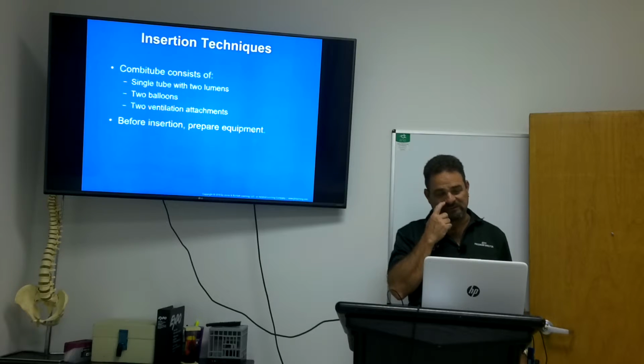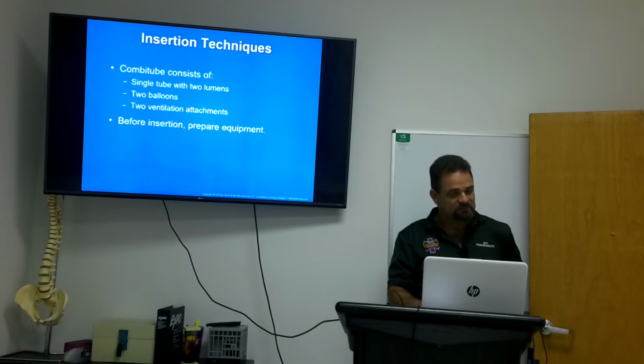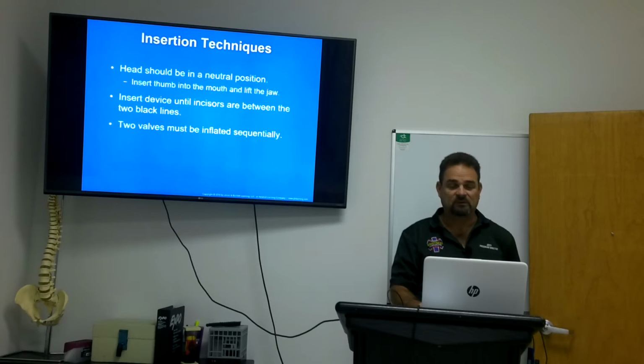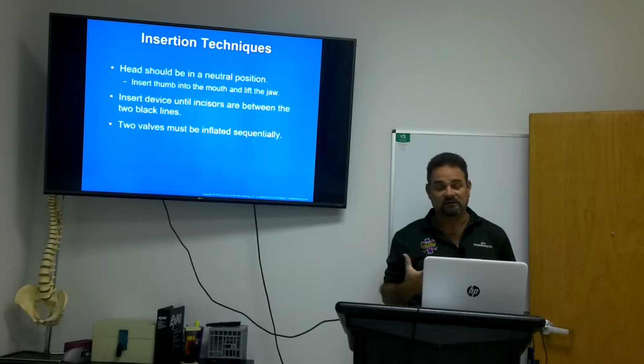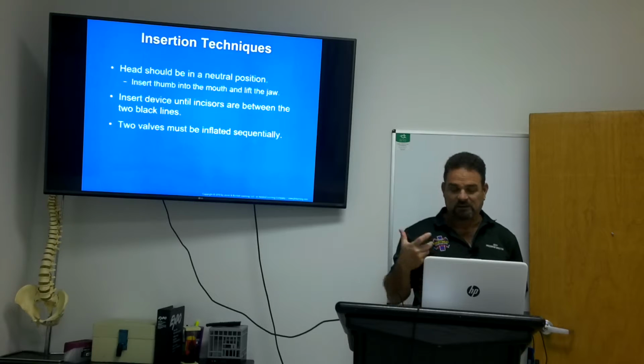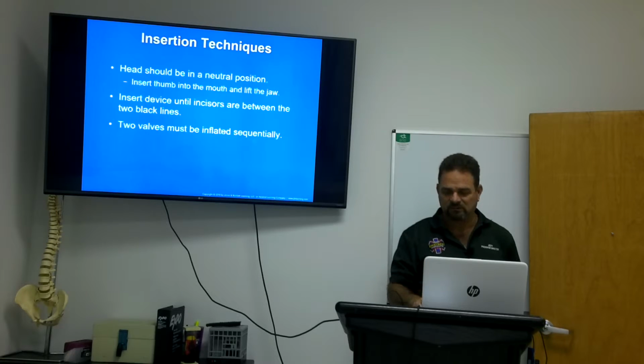The combi tube consists of a single tube with 2 lumens, 2 balloons, and 2 ventilation attachments. Before insertion, make sure you prepare all that equipment and make sure that the cuffs are working. Once you get it in, you're going to displace the jaw, put it in where it meets the 2 black lines at the teeth, inflate both of your balloons, and then after they've been inflated, you're going to start ventilating. You'll ventilate the first one first, and if it doesn't work, you'll move to the second one.